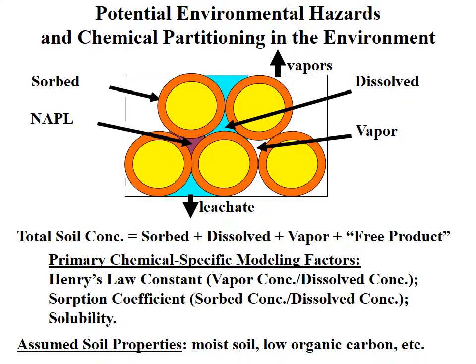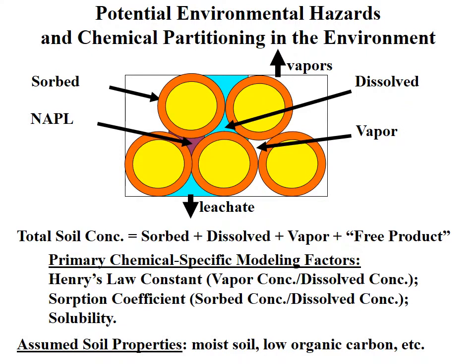Some of the primary chemical specific modeling factors that are used in the model are the Henry's law constant, which is just the ratio of the concentration of the contaminant in vapor phase divided by the concentration of the contaminant in the dissolved phase. So just imagine if you had a glass of water half filled, spiked with PCE, and you sealed it and let it reach equilibrium. What's the ratio of the concentration of the PCE in the vapor phase versus the dissolved phase? This is just the Henry's law constant. So they're available for all volatile chemicals.